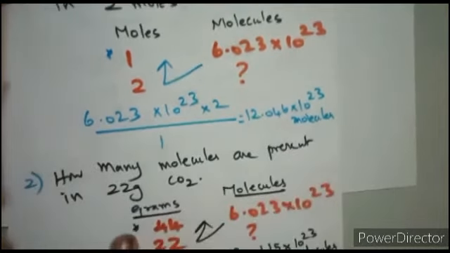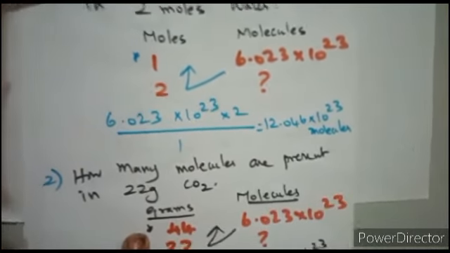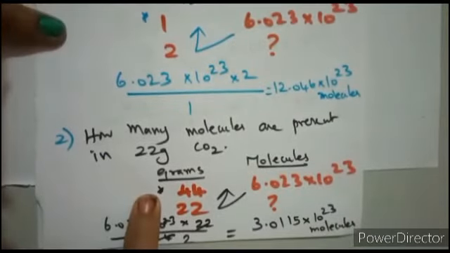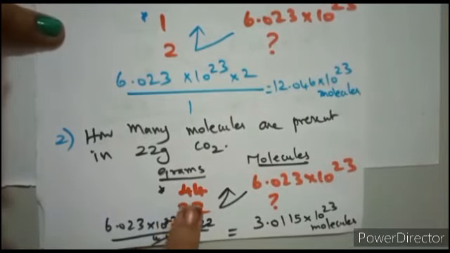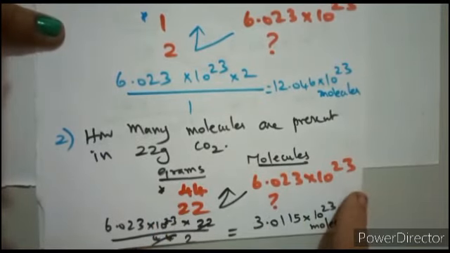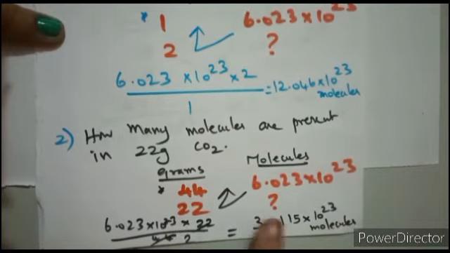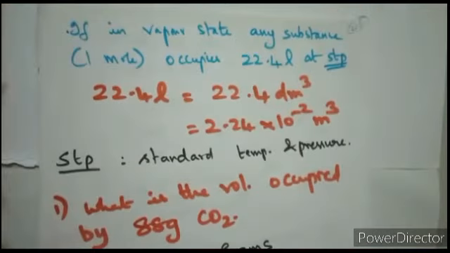Next question. How many molecules are present in 22 grams of carbon dioxide? 44 grams contain 6.023 into 10 power 23. So 22 grams contain 6.023 into 10 power 23 into 22 by 44, that is equal to 3.0115 into 10 power 23 molecules.